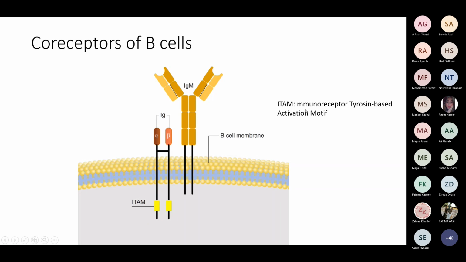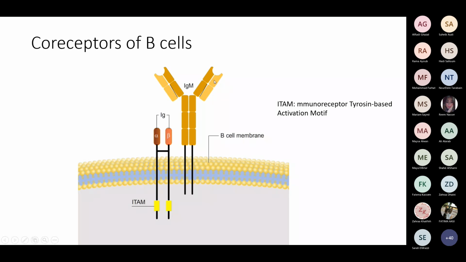The ITAM motif stands for immunoreceptor tyrosine based activation motif. It's a very complicated name, but it is a site of phosphorylation. So when you have this motif, it undergoes phosphorylation. Usually, you know, phosphorylation normally happens via kinases, right?